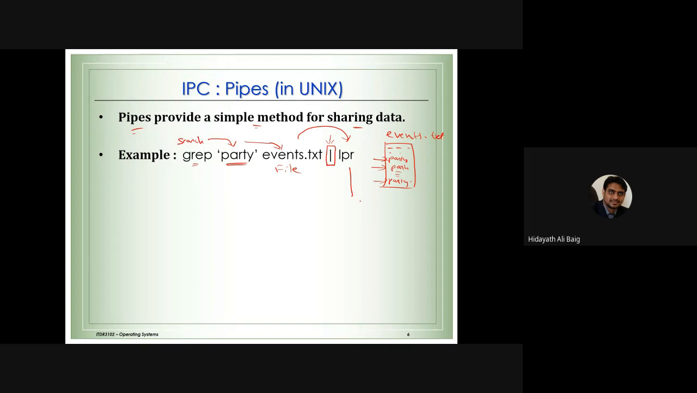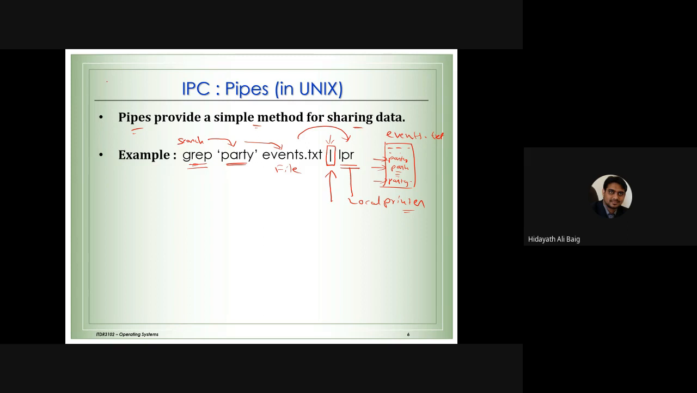LPR is the local printer. Now, if you understand this, this is one command which is printing. There is another command which is grep. Now, what we did, we tried to join these two commands with the help of this pipe sign. What happened here, I will show you with the help of a picture.